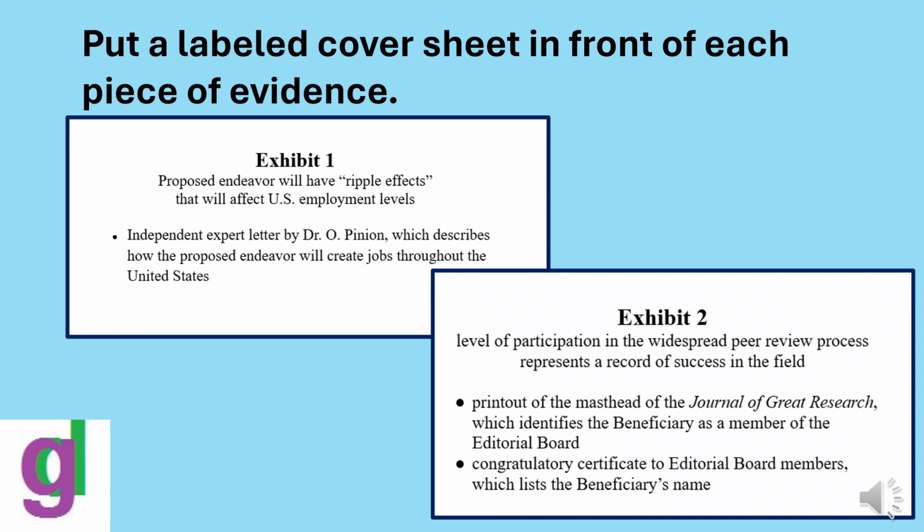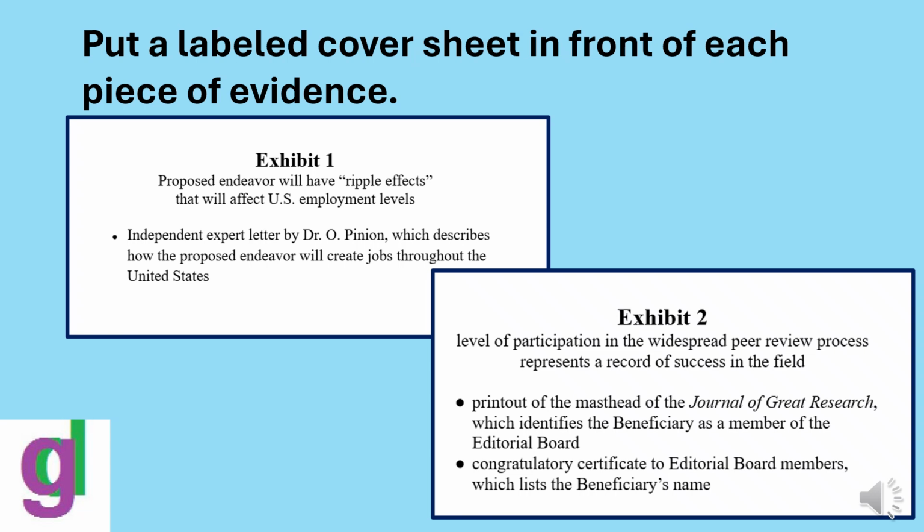So this all leads to a cover sheet in front of each piece of evidence. The reason that I showed you an example of what you might put in an RFE written response is that you can actually copy and paste that to create your cover sheet. So here I have Exhibit 1, and I have what it's addressing: the proposed endeavor will have ripple effects that will affect U.S. employment levels, and then I have what it is, an independent expert letter, and what it describes.